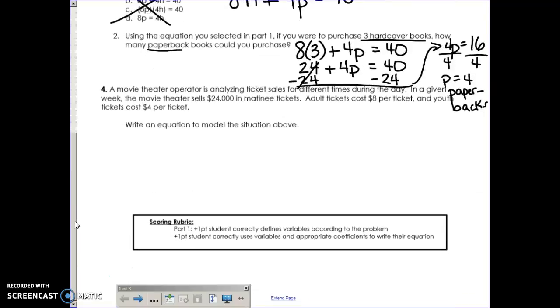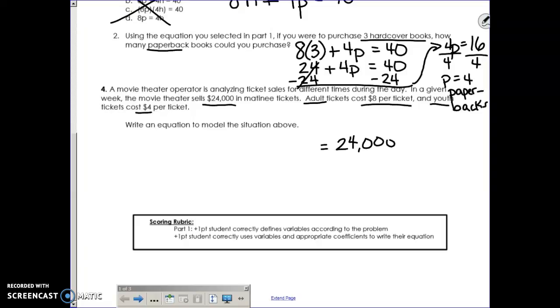All right, number 4, same kind of idea, but you are making the equation. So adults are $8 per ticket, youth are $4 per ticket, and they want to sell $24,000 total. So I know it's got to add up to $24,000. And let's check our rubric before I start jumping in here.